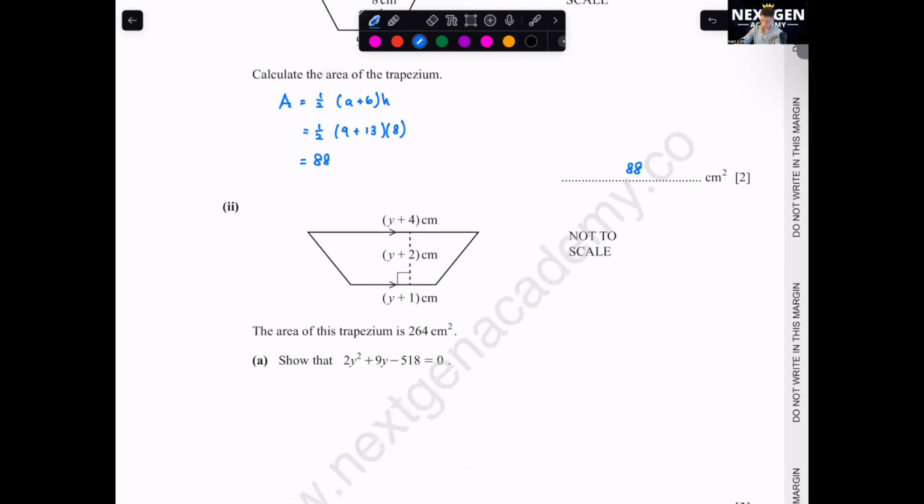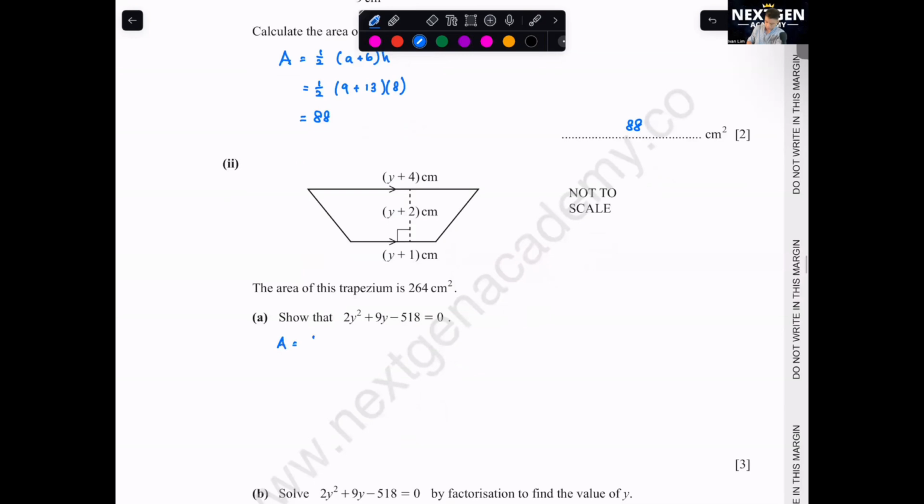Number 2: the area of the trapezium is 264 cm squared. Show that 2y squared plus 9y minus 518 equals 0. We're going to put into the formula again, which is A plus B times height. This is A, this is B, this is height. So 1 over 2, (y plus 1 plus y plus 4) multiplied by (y plus 2). Add it all up together, we get (2y plus 5)(y plus 2).